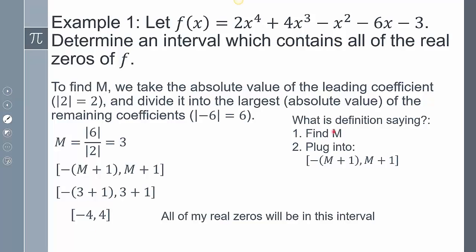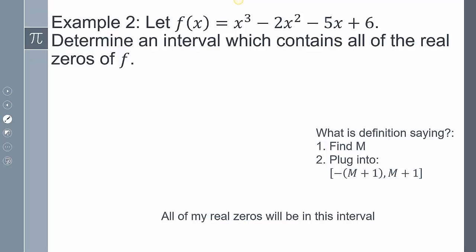So the first thing that I did is I found m. To find m, you take the absolute value of your leading coefficient and divide it into the largest of the remaining coefficients, and so I got 3. Then you take that 3 and plug it into the interval, which I did here, and so I got the bound negative 4 to positive 4. And so all of my real zeros are going to be in that interval.